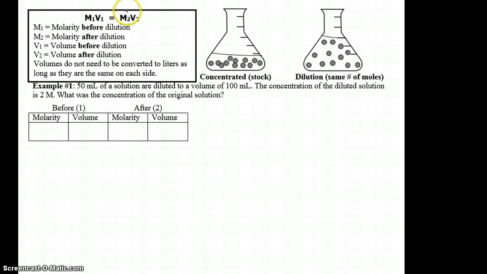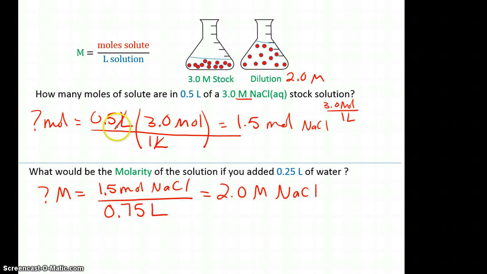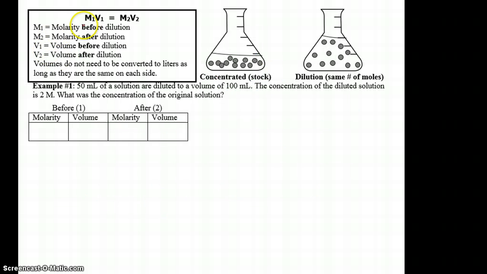So in your packet, we have this chart that shows you the formula for calculating dilutions. If we take that molarity before and the volume before and we multiply those together, that's what we did here. We took that volume, we took that molarity, we multiplied them together, and we got moles. So if we do that for the before situation, then it's going to be equal to the new molarity times the new volume, because that's also going to give you the moles, and the number of moles doesn't change. It's the same number of moles.